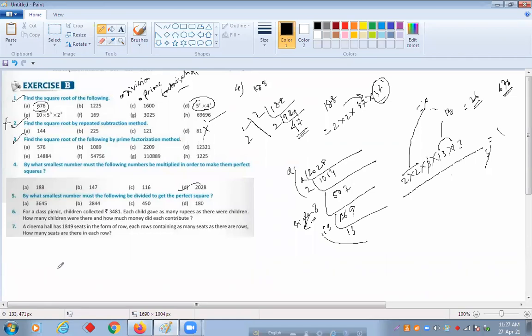Now question number 6. For a class picnic, children collect 3,481. Each child gave as many rupees as there were children. Suppose there are X children, then each has given X rupees. So X children have given X rupees each, and you will get the total collection of rupees. So question number 6.